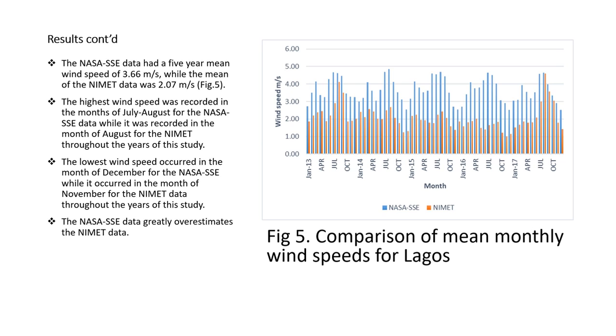The NASA-SSE data greatly overestimates the NIMET data. You can see the differences on the graph in figure 5. The blue line stands for the NASA-SSE data, while the orange line stands for the NIMET data.